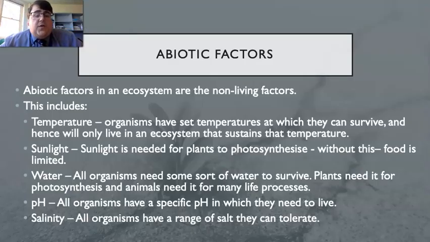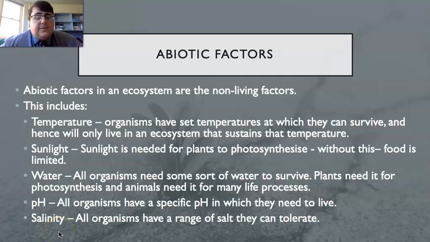Abiotic factors, so these are non-living factors. So we're talking about things like temperature, where organisms have to have a set temperature which they can survive, and they'll only choose an ecosystem to live in that sustains that temperature. Sunlight, so there's enough sunlight for the plants in the ecosystem to photosynthesize. If there's no sunlight, the plants can't photosynthesize, they can't create energy. Without that, food is limited in the entire ecosystem and will probably not be replenishable.